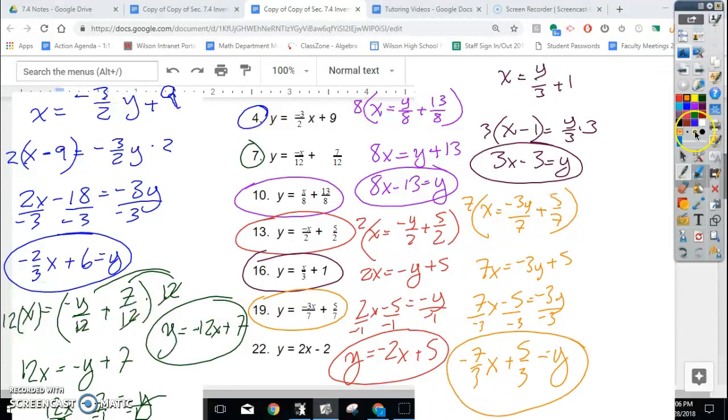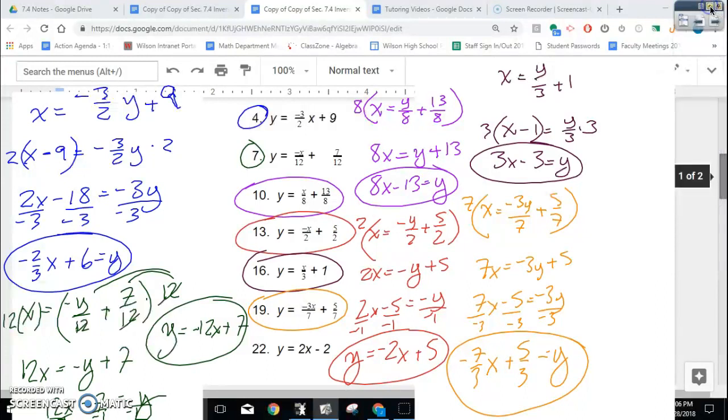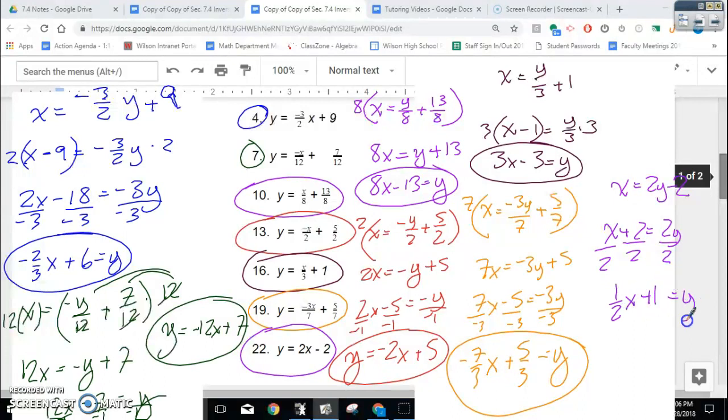All right? And last but not least, let's see, I guess I can go purple here. This last one. So I have x equals 2y minus 2. So I'm going to add that 2 over, and then I'm going to divide everybody by 2. So that's a half x plus 1 equals y. And that takes care of my middle column.